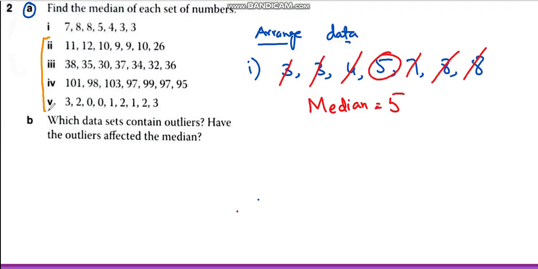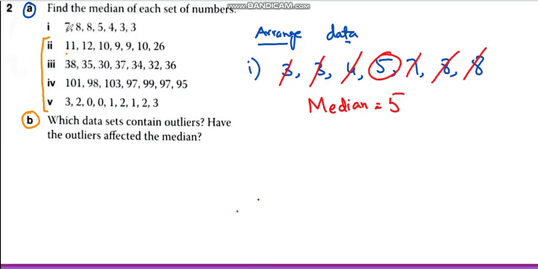Similarly, you can do the remaining parts. First, you need to arrange the data in ascending order, and then you can find the median. All the data values are odd in number, so there will be one middle value. And in B part, it says which data sets contain outliers. Have the outliers affected the median? So basically, you need to solve the remaining values.